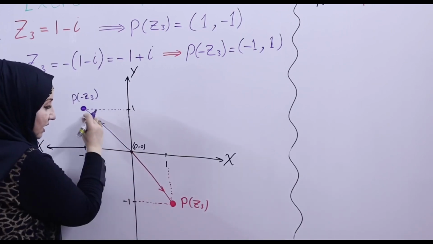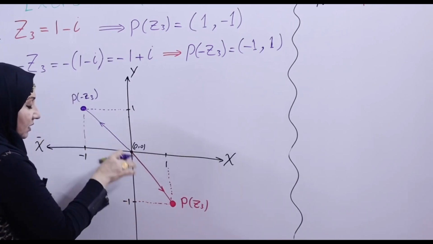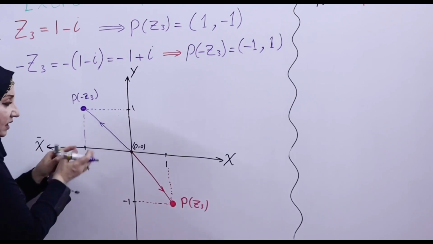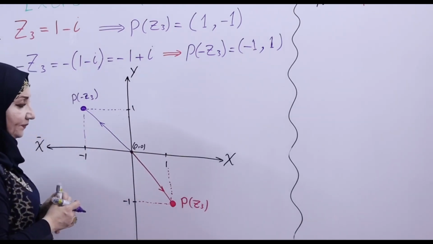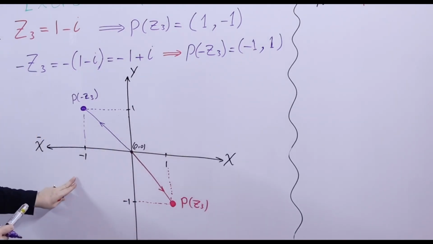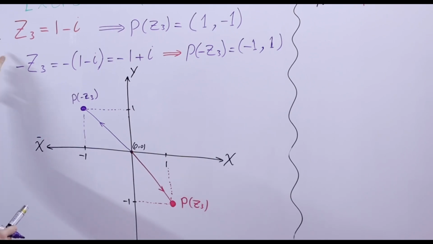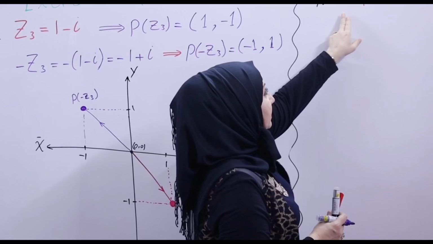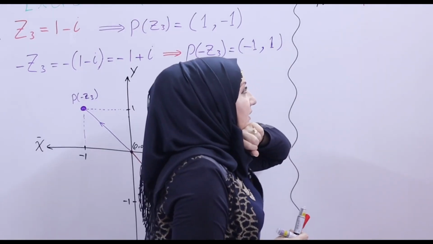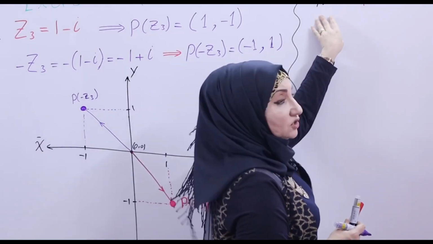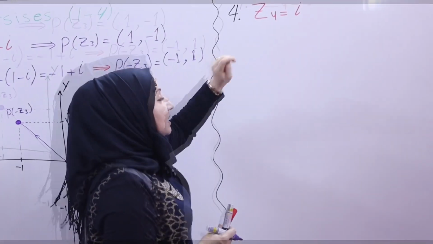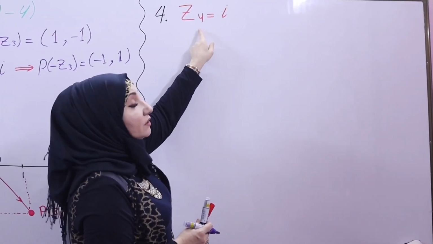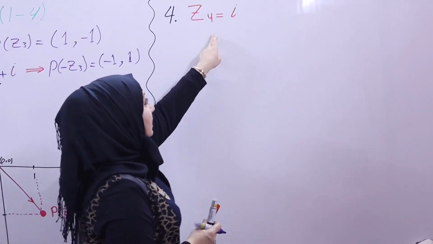Also we see that they are on the same extension of the line, but they are on opposite sides of each other. This is the representation for section 3. And now we will solve and represent the complex number which is given in section 4. Z4, the fourth complex number, equals i.